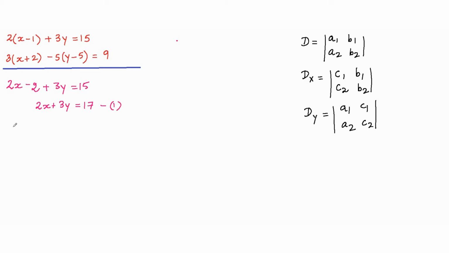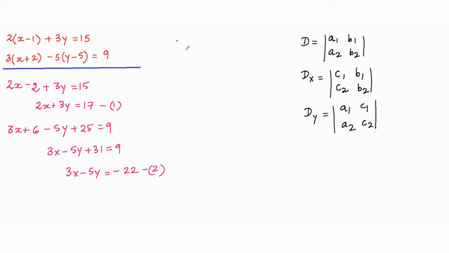Then let's take the next equation. Let's open the brackets again. 3x plus 3 into 2 is 6. Minus 5 into y is minus 5y. And minus 5 into minus 5 is plus 25 is equal to 9. So this becomes 3x minus 5y, 6 plus 25 is 31 is equal to 9, which means 3x minus 5y is equal to minus 22. This is the second equation.